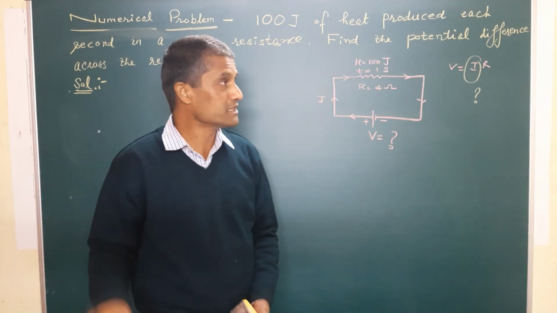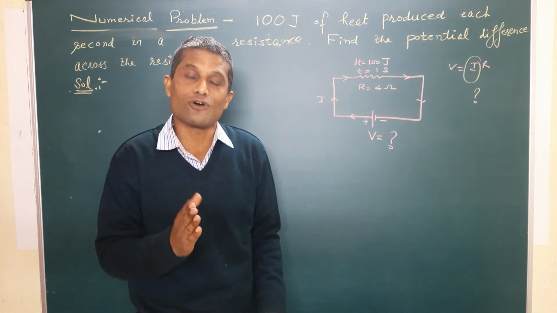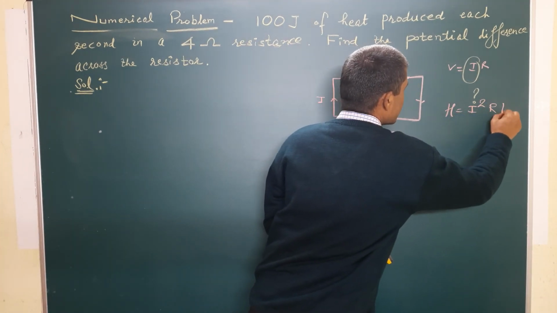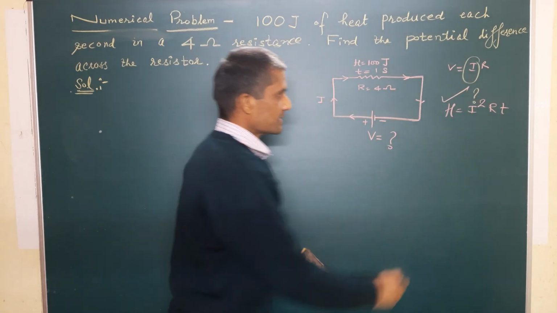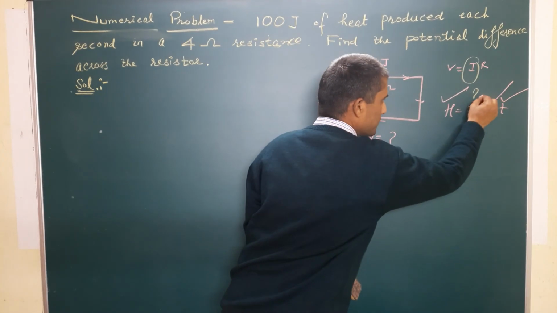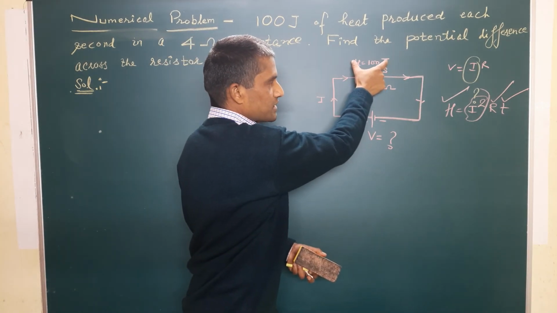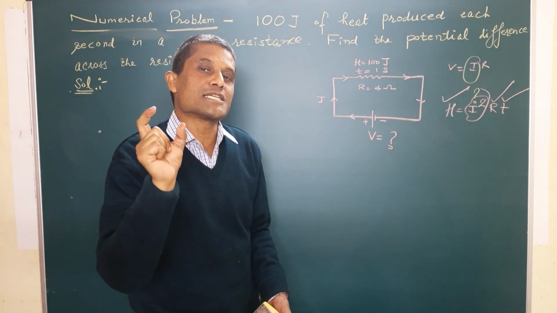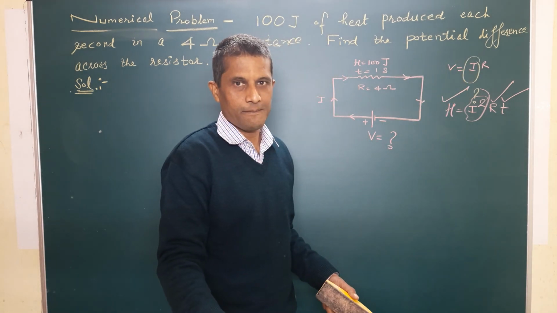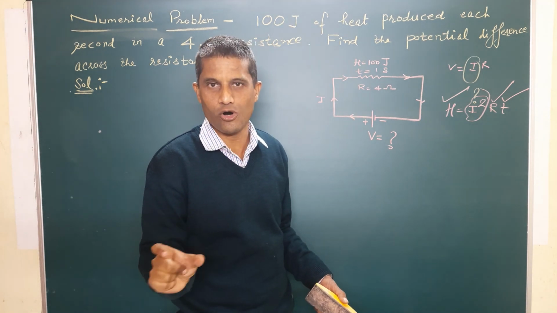Oh yes, it leads directly to the heating effect of electric current, which says that H is equal to I square RT. H is given, time is given, resistance is already there. You will find out how much current is flowing. So this portion of heat will give us current I. Once we know current I, we can put it into the formula and find out what is the voltage acting across the resistance 4 ohm.